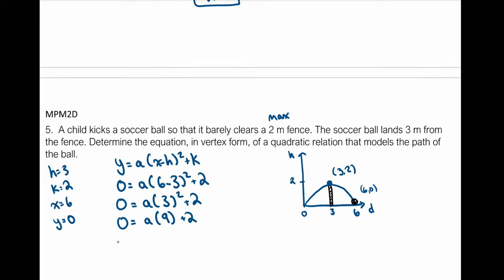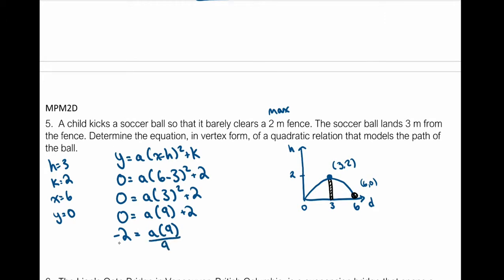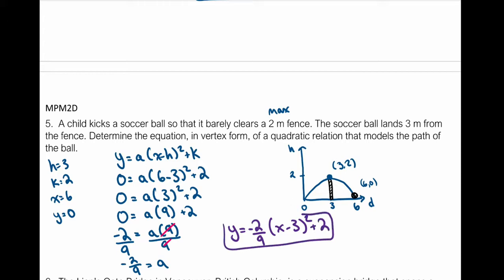To get rid of the 2 on the one side, it's going to move to the other and become minus 2. So negative 2 equals a times 9. Divide both sides by 9. One side cancels out, and we're left with negative 2 over 9 equals a. So now putting this all together in my general form, y equals negative 2 over 9 times (x minus 3) squared plus 2. This one may have been a better candidate for solving algebraically, because that a value would have been messy and tricky to graph or to use the step pattern if we wanted to plot this on a grid. But we know how to do it algebraically, and we've come up with an equation for this quadratic.